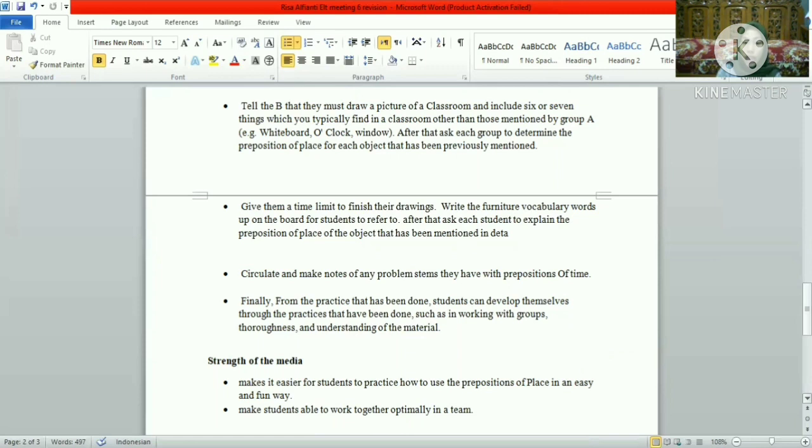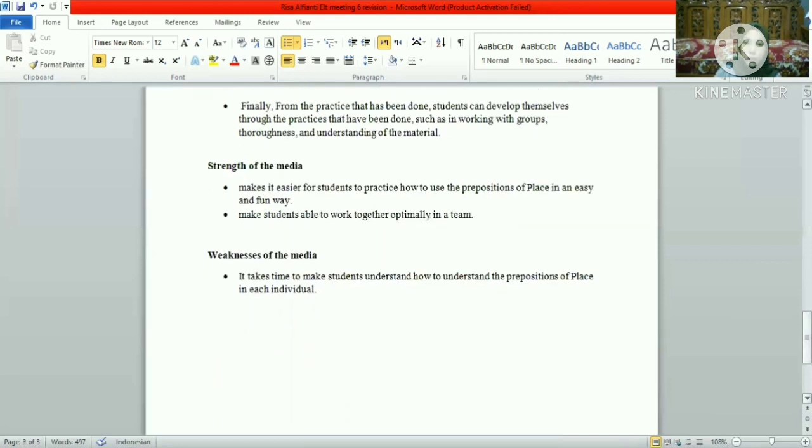About the strengths and weaknesses of our media: it is easier. The strength is that it is easier for students to practice and understand, and it makes students able to work together optimally in a team. And the last, about the weakness: it takes time to make students understand how to get the preposition of place in each individual.